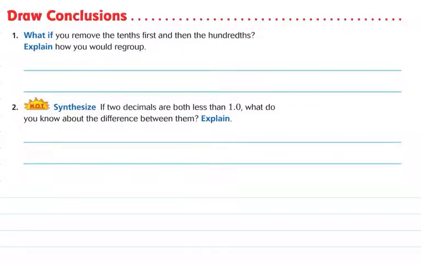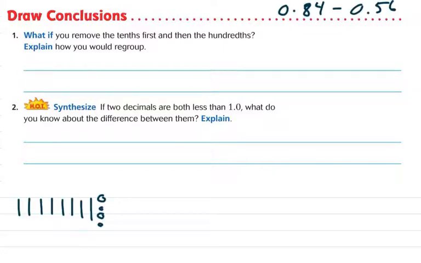Now we're going to go on to draw a conclusion. It says, what if you remove the tenths first and then the hundredths? How would we regroup in this case? So boys and girls, what you'll notice is that I rewrote the problem, 84 hundredths minus 56 hundredths, so it could be easier for me, and I also drew the picture of 84 hundredths here. So what it's asking us to do is remove the tenths first and then remove the hundredths. So I'm going to underline the tenths digit in both of them.